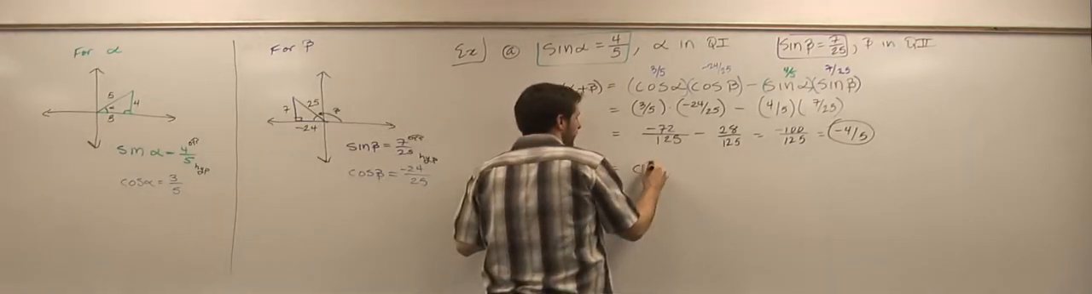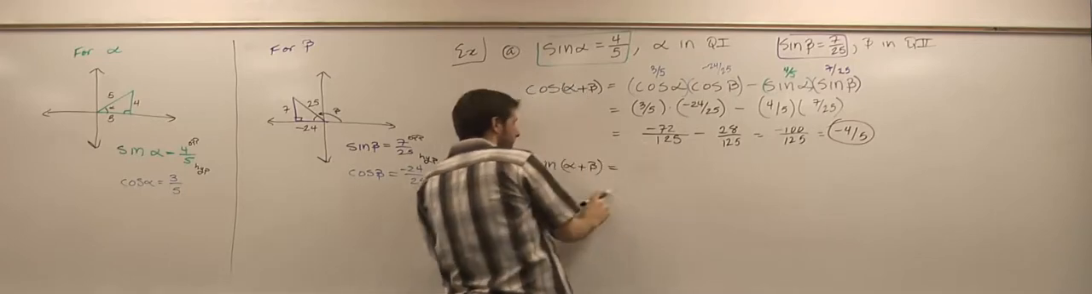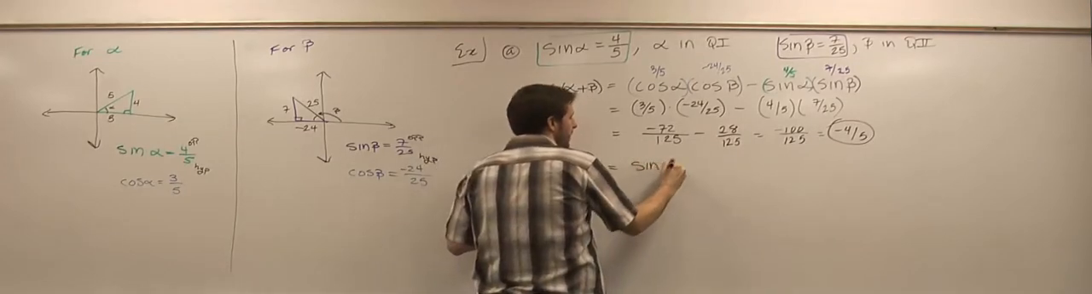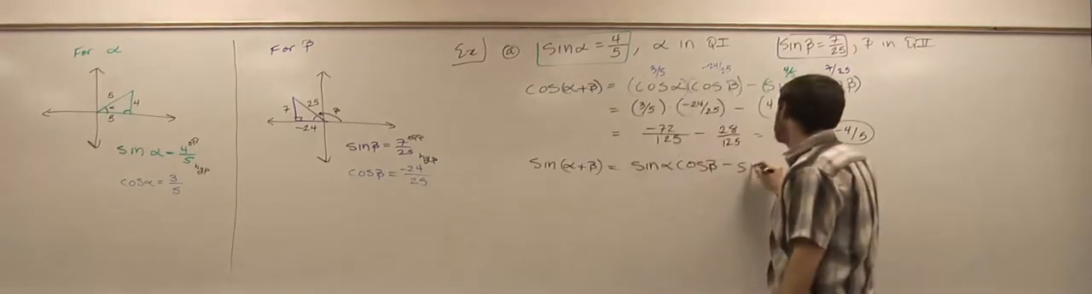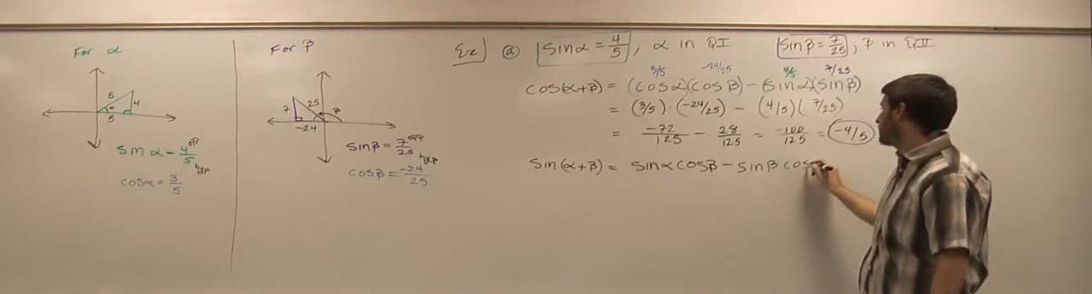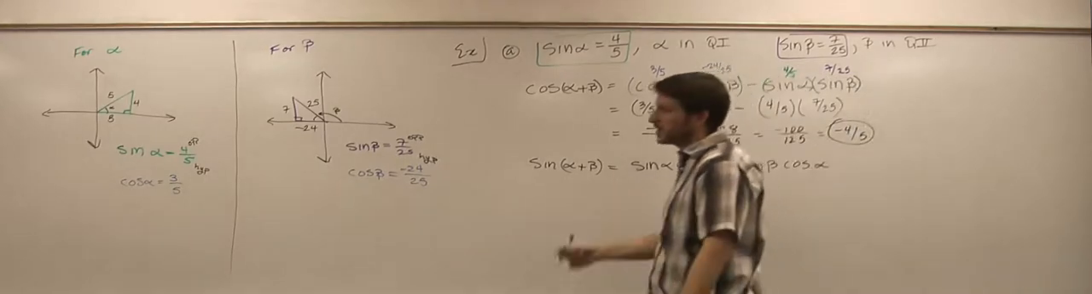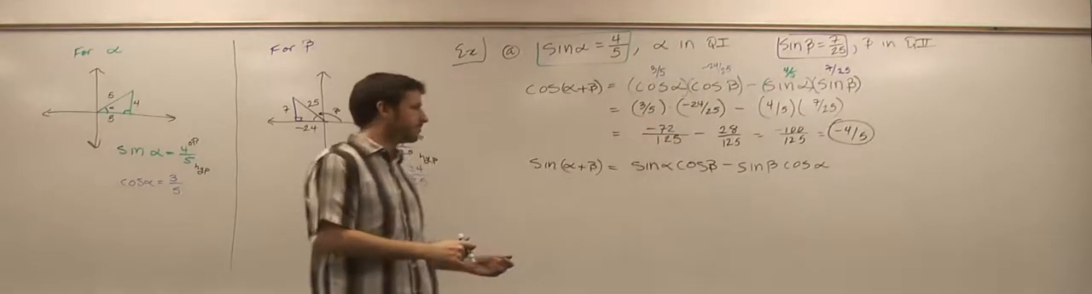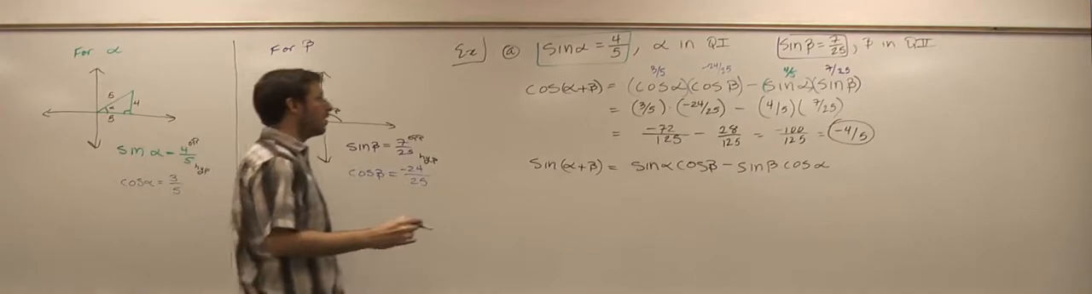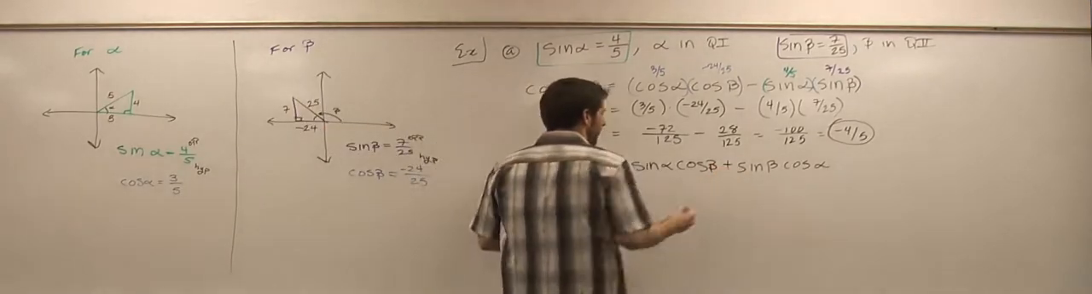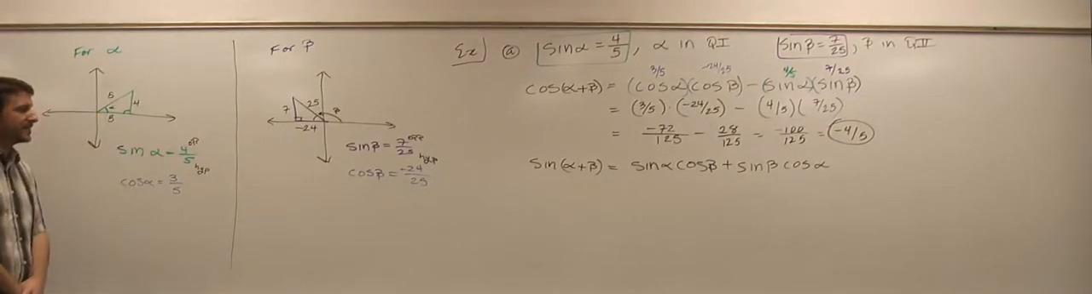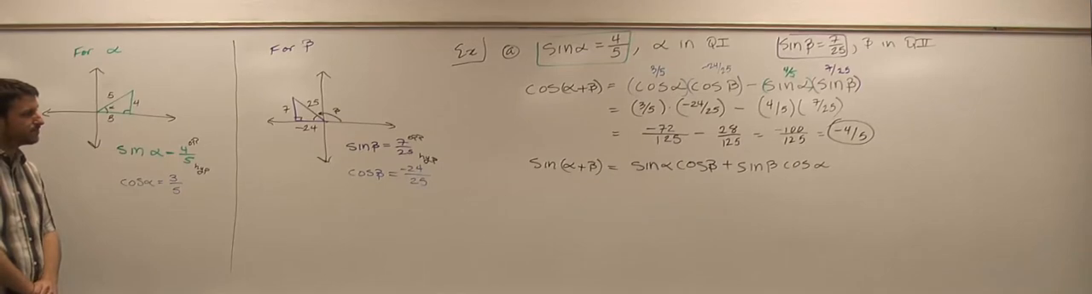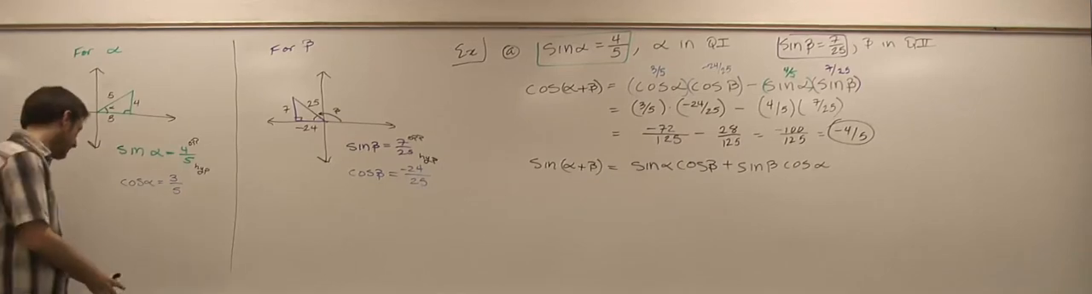The formula for sine alpha plus beta is sine alpha cos beta plus sine beta cos alpha. Just plug it in. It's plus. Oh, good eye. Yeah, it's plus. You don't change the signs on the sines. Cool, so let's plug it in.